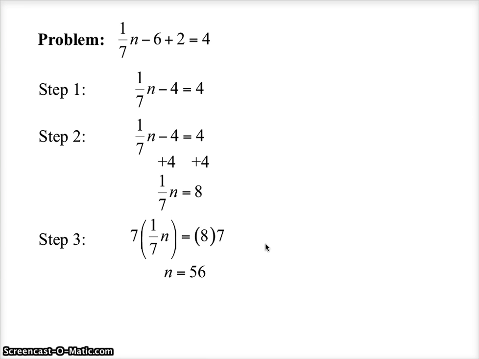All right. You have enough now to go ahead and try the examples. Remember to go slowly, write your work down so that you can check it and find any mistakes that you might make. Good luck.